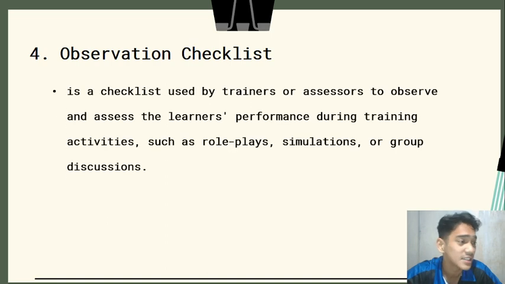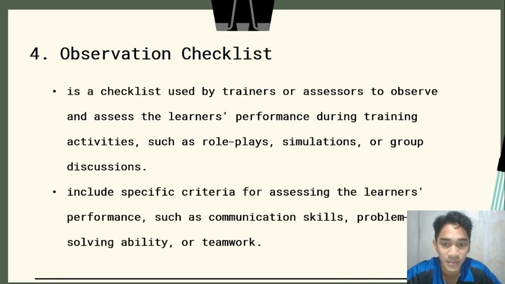Observation checklist. This is a checklist naman na hawak-hawak ng trainer. Makikita niya yung soft skills ng students or trainees niya. It includes specific criteria for assessing the learner's performance such as communication skills, problem-solving ability, or teamwork. Paano ba nakikibagay sa kanyang kagrupo, sa kanyang ka-teamwork? Because kadalasan sa performance, it is done by group or by pair.